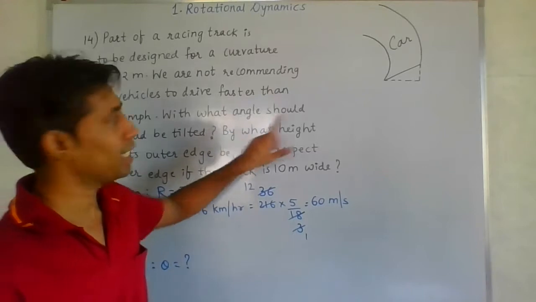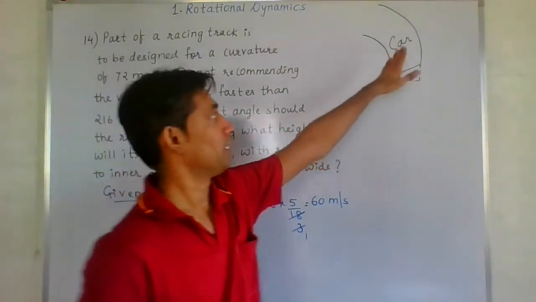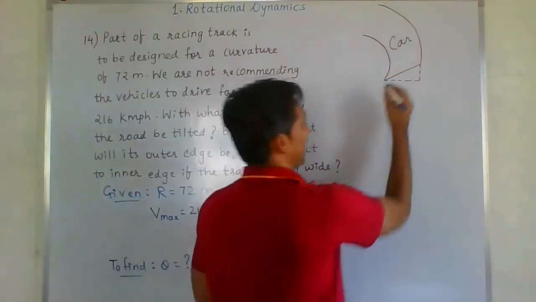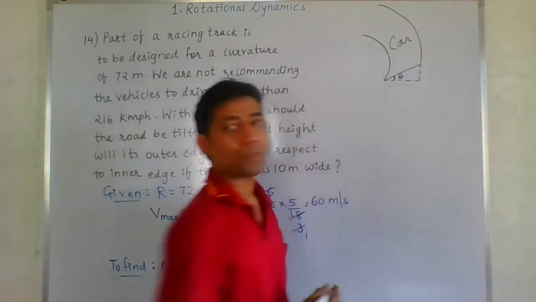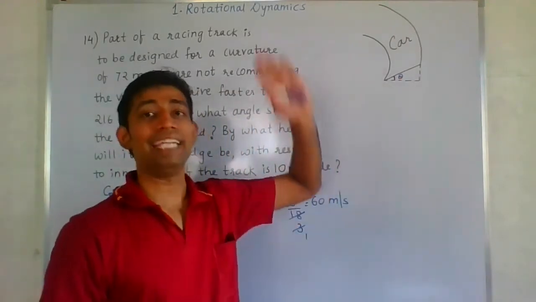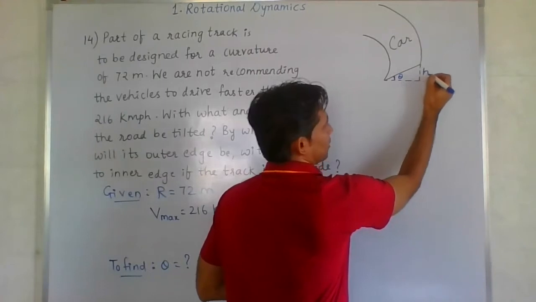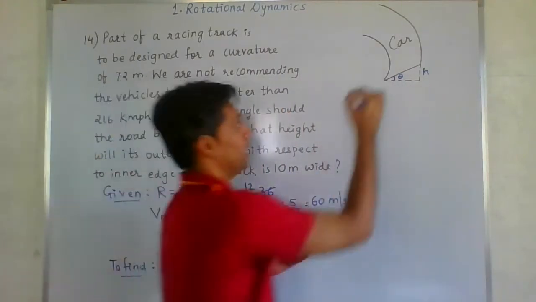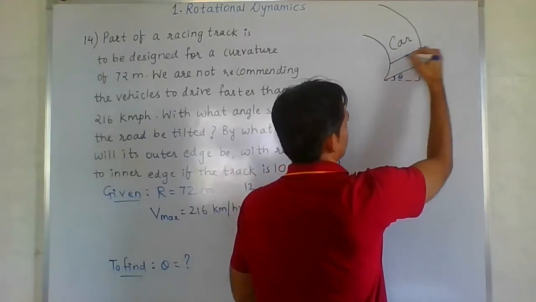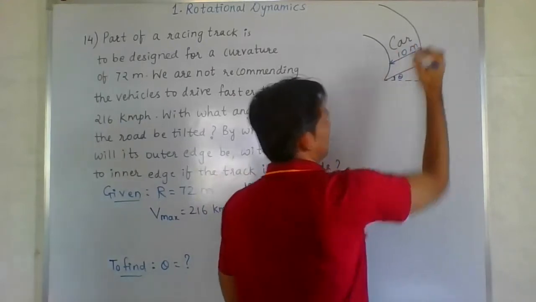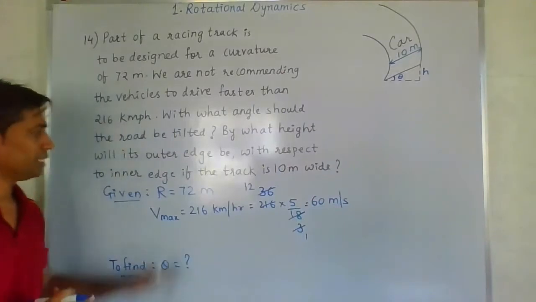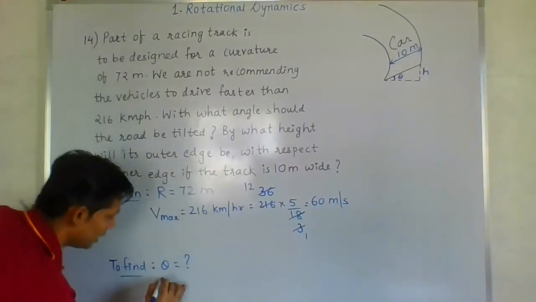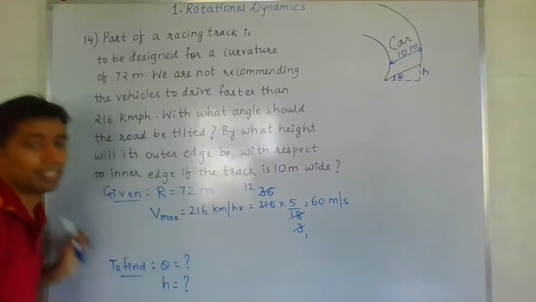To explain this part, observe this diagram. The track is tilted. This is that angle theta. The height by which it is raised is h. And the width of the track is this. This is the width of the track. So this is 10 meter. So we are supposed to find the height.